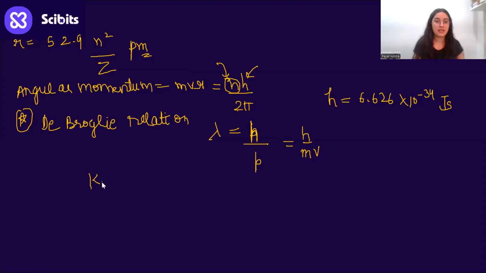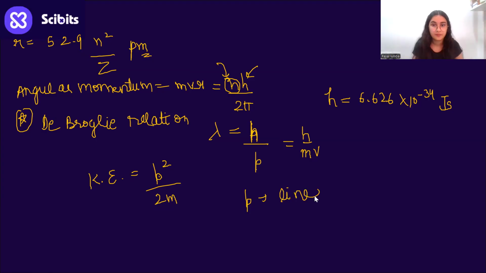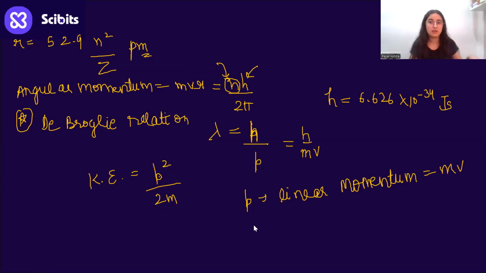There is a relationship between the kinetic energy of the electron and the linear momentum. P is the linear momentum. The formula for linear momentum is mass into velocity. Similarly, for the angular momentum, L is the angular momentum. This is P into r, where P is mv.